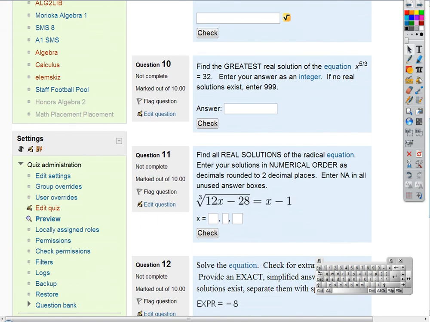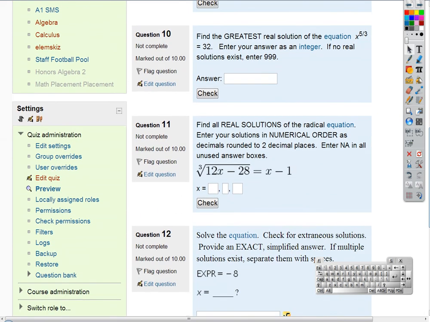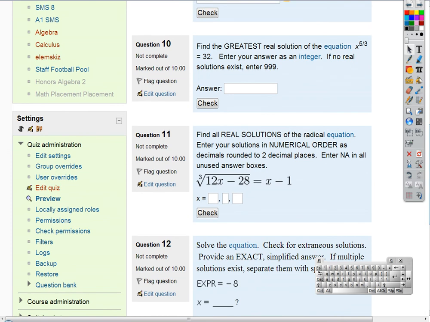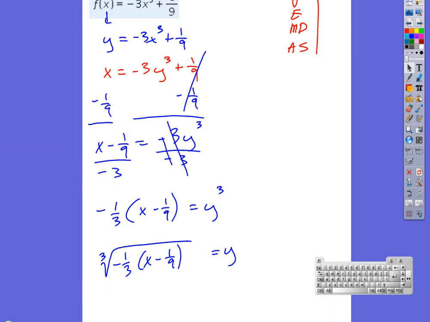Okay, what about this? Find the greatest real solution of the equation x to the 5/3 equals 32. Okay, not a big deal. All we have to do is undo that power, right? So let me write this one up. X to the 5/3 equals 32. That's easy.